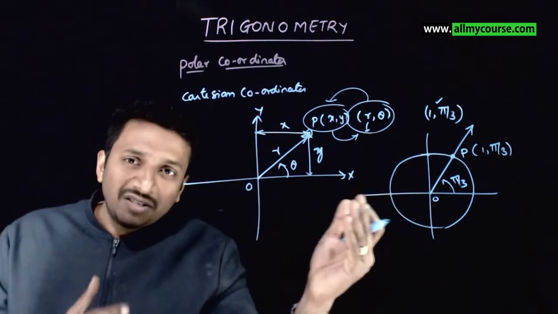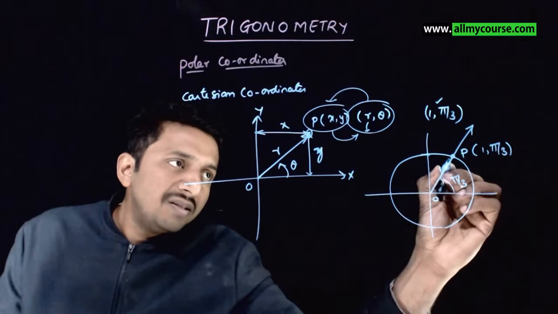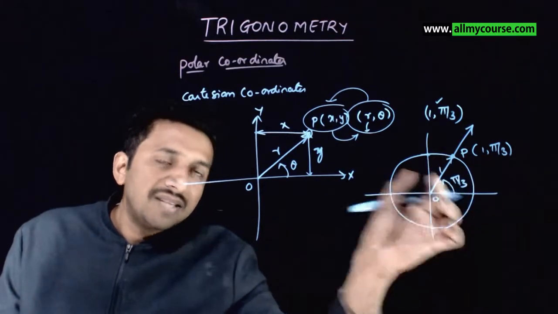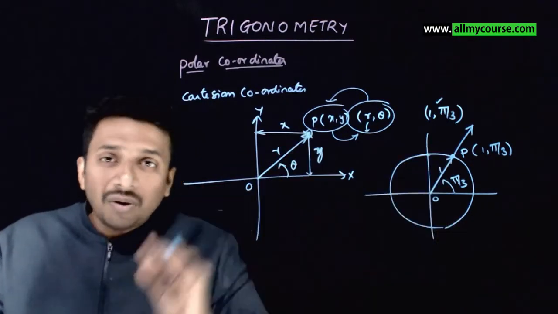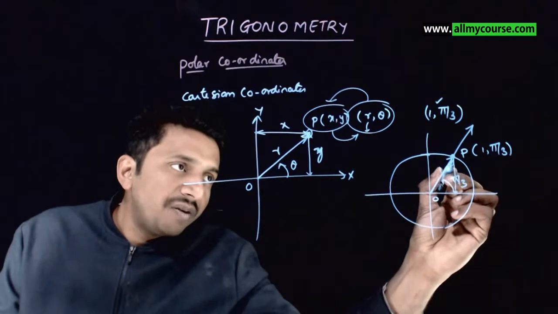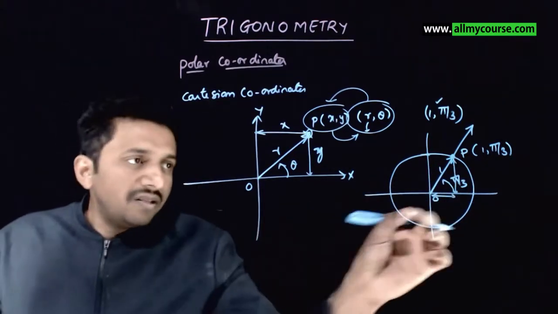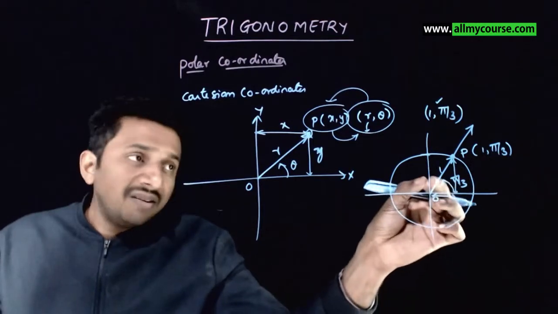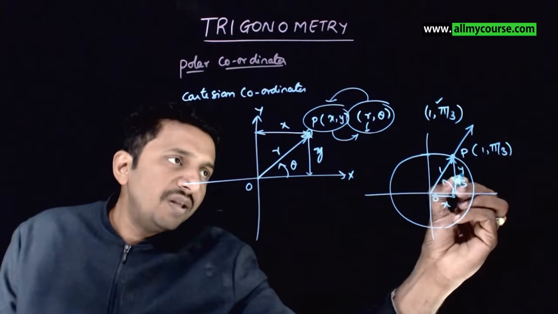I think this is a very easy question, because 1, pi by 3 means this length is 1 and this angle is pi by 3. Now if I want the Cartesian coordinates of this point, I need to find the distance of this point from the x-axis and the distance of this point from the y-axis. If I can find these two, then I can very easily find the x and y coordinates. So let this be the x coordinate, let this be the y coordinate.